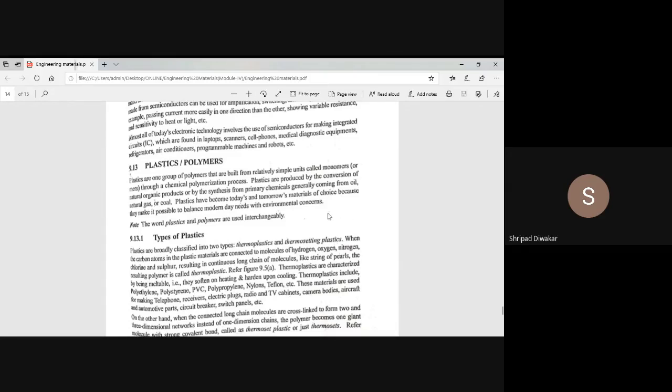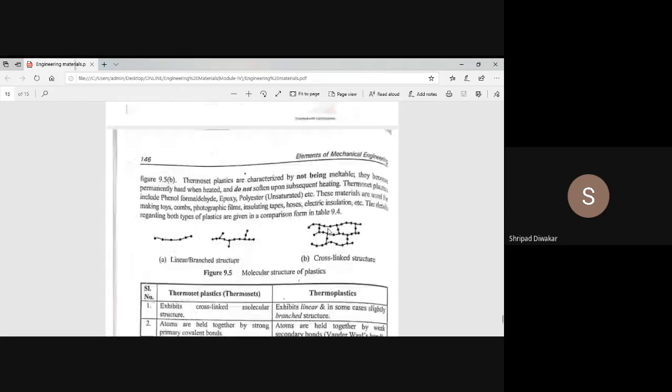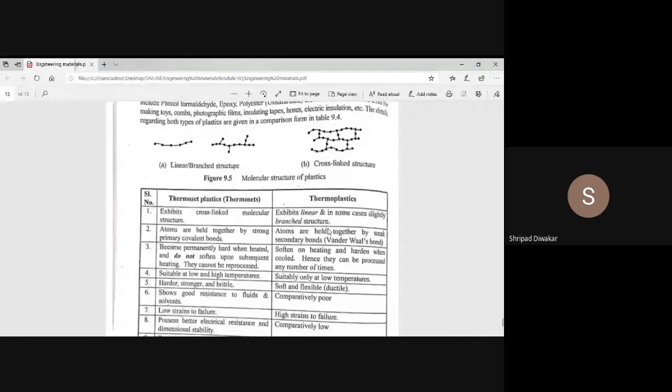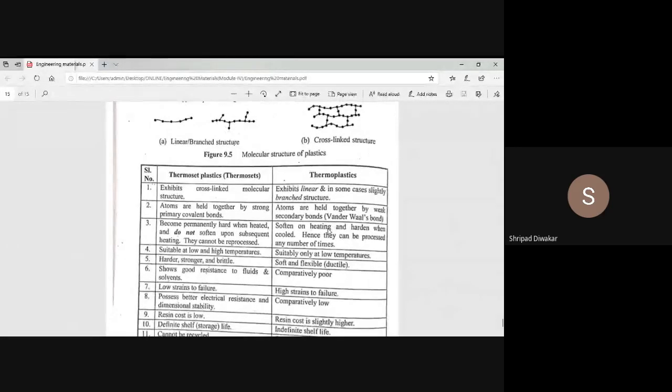Okay, and then types of plastics. There are mainly two types of plastics: one is thermoset plastic and the second one is thermoplastic. You already studied these plastic concepts in second PUC. Then what about thermoset plastics? They are also called thermosets.